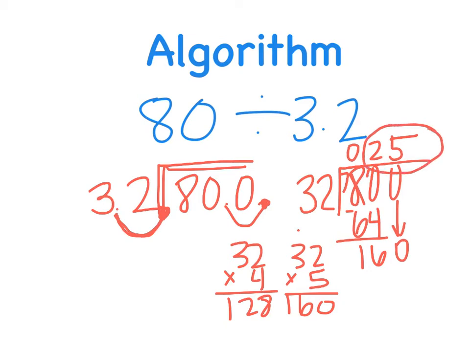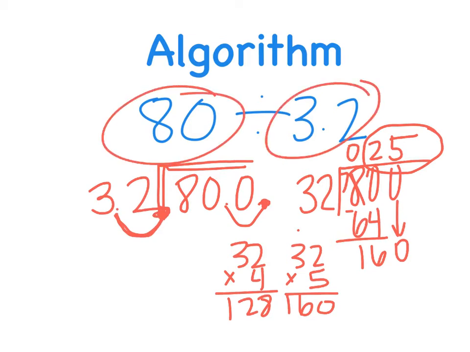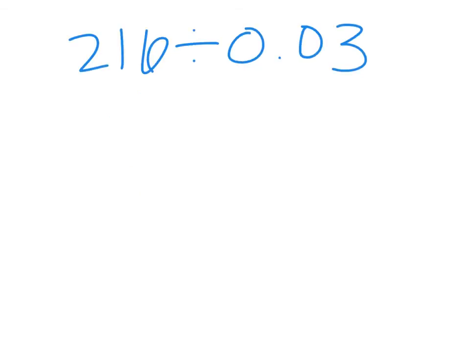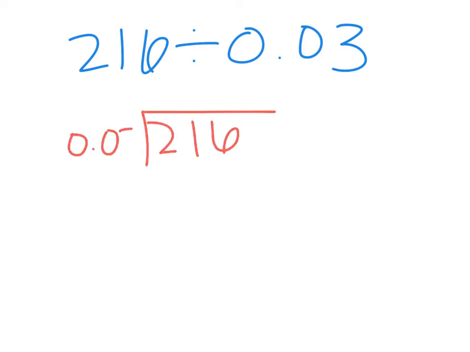Because I moved the decimal over to the right in this number and in this number, it cancels each other out, so we are good to go. I don't need to go back and change anything about my answer of 25. Here's another example. 216 divided by 0.03. Again, we cannot have a decimal on the outside.